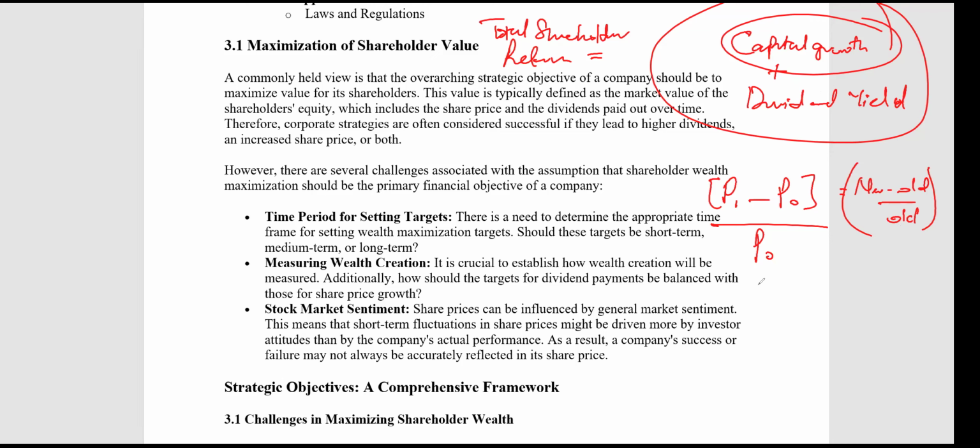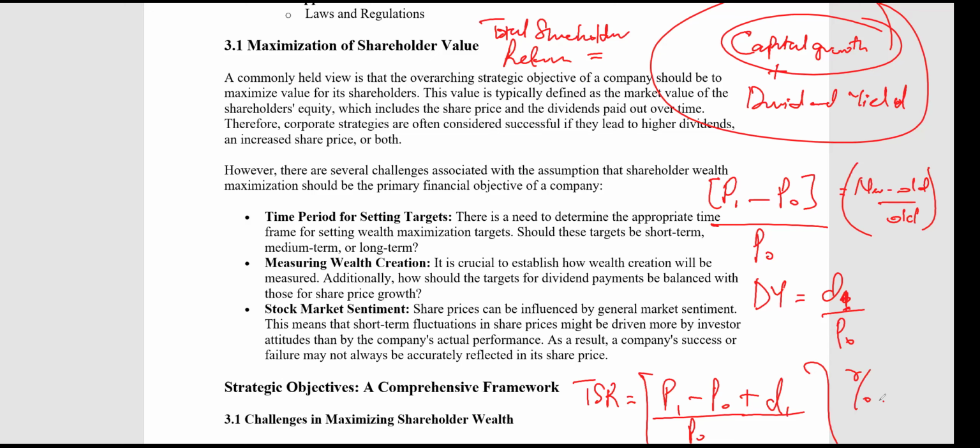Then we have dividend yield. Dividend yield is just our dividend today all over our share price yesterday. In simple terms, our total shareholder return is our share price today minus our share price yesterday, all over our share price yesterday, plus our dividend today over our share price yesterday, because it is this one over P0 plus this one over P0. Putting it all together, this is our total shareholder return, which will be gotten in percentage. And nowadays, this will be popping up anyhow. To maximize shareholder value, you must maximize your total shareholder return.